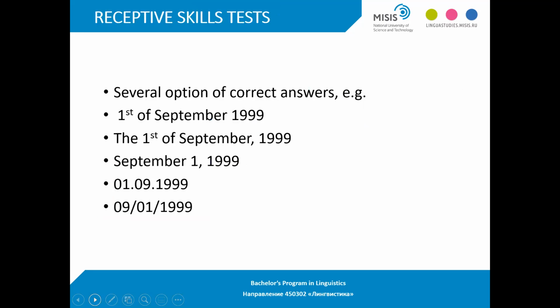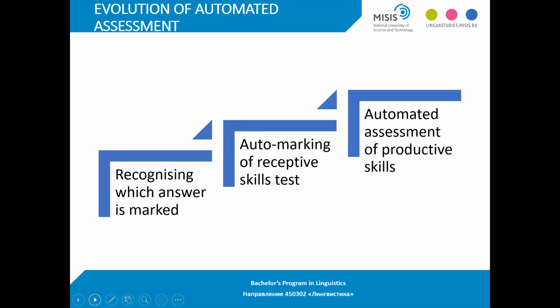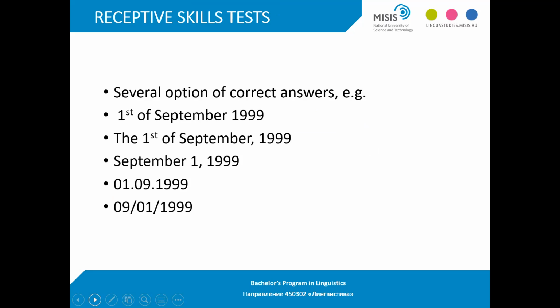So what about computer marking of so-called receptive skills tests? For example, this can be a question in a reading or listening part, and the correct answer is when something happened. And something happened on the 1st of September, 1999.